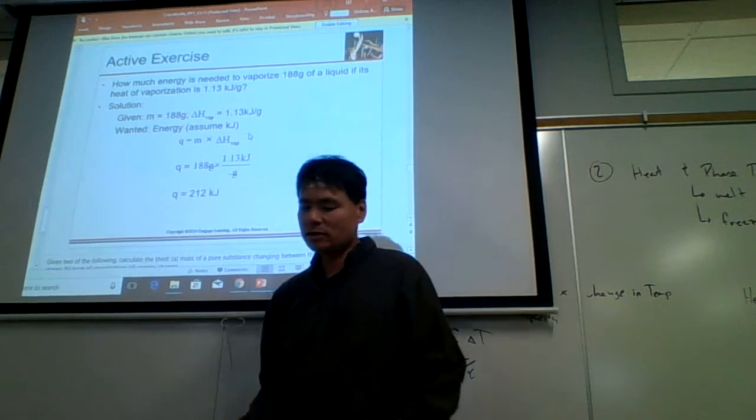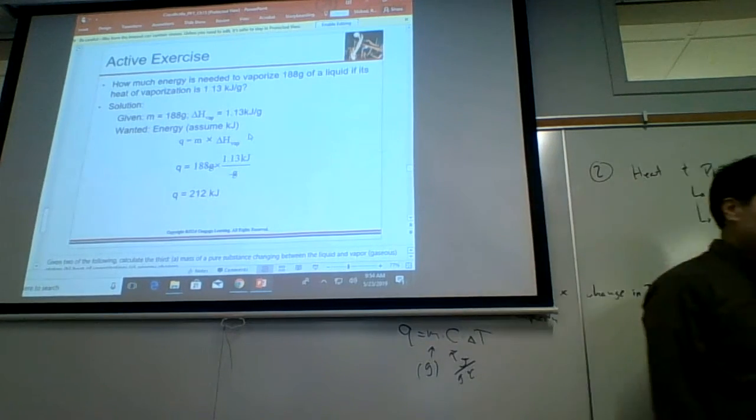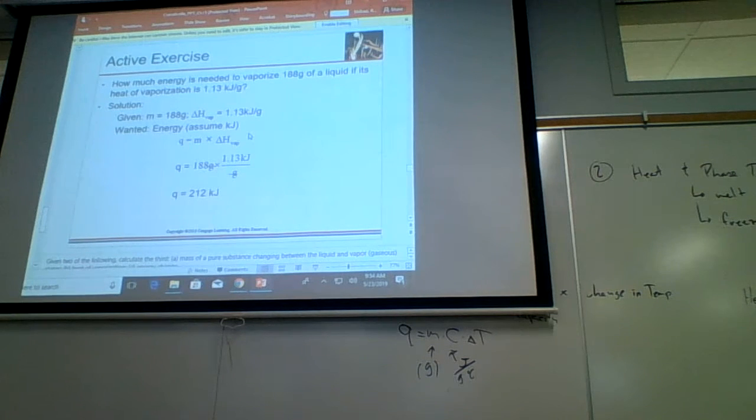And so this is only a phase transition here. We're going to boil 188 grams. How much energy does that take? The temperature is going to be at the boiling point.